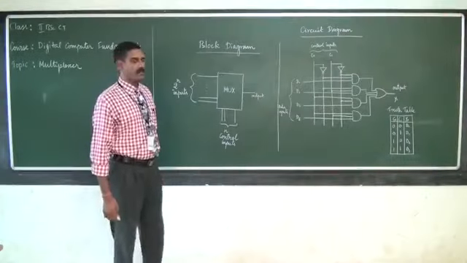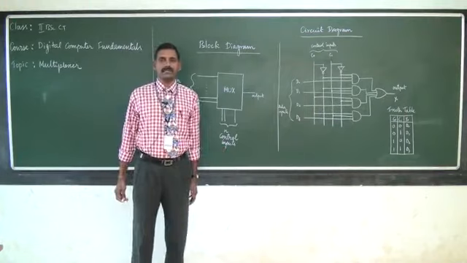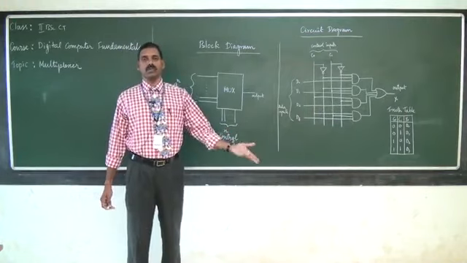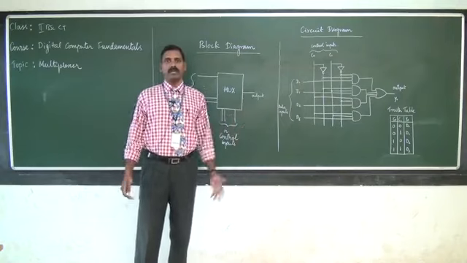Hi, today we are going to see multiplexer. What is multiplexer? Multiplexer is a combinational circuit that combines several inputs into one output. Where is it used? It is used in building computer.